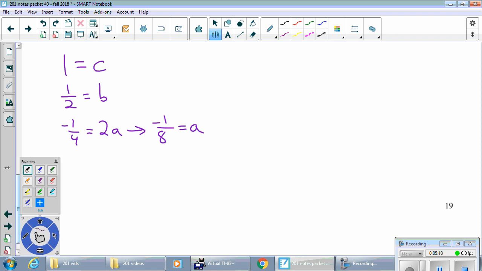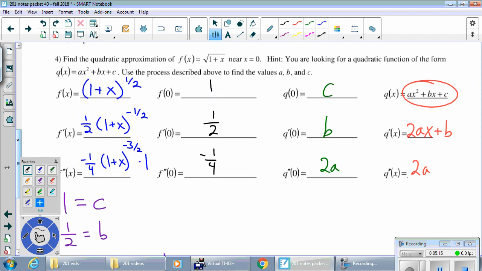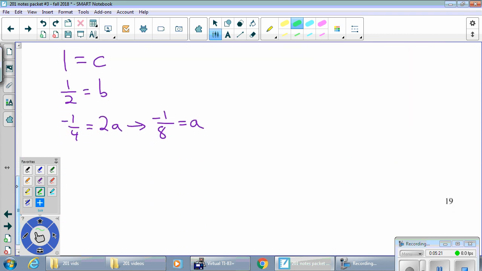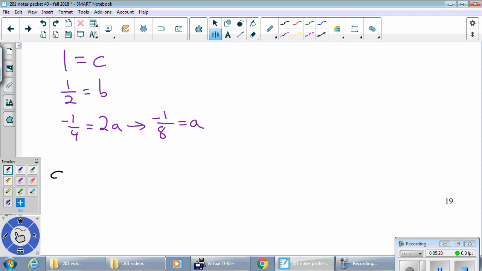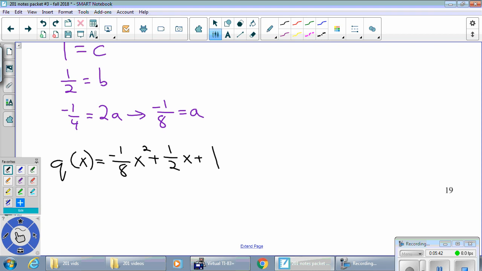Make sure that for each of these things, your final answer is the function, not just the values of a, b, and c. And so our function, remember, was up here. It says q of x. And so we're going to recopy that, but we're going to plug in the values of a, b, and c that we just found. So in our case, q of x equals a, -1/8, x squared, plus b, 1/2, x, plus c, 1. So that's our quadratic approximation for the same square root of 1 plus x function.